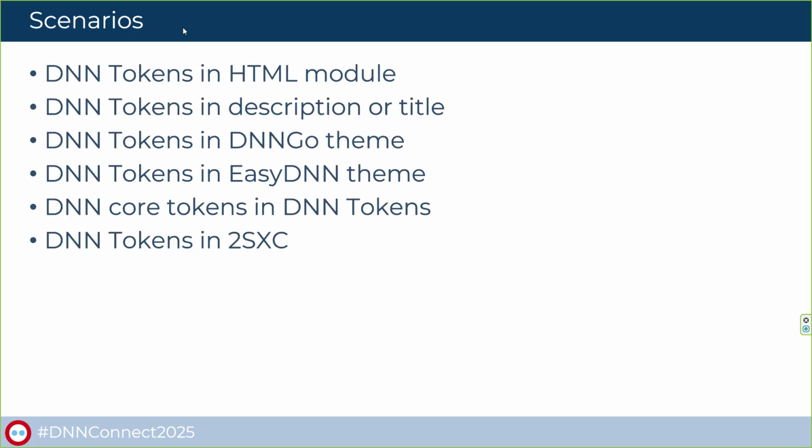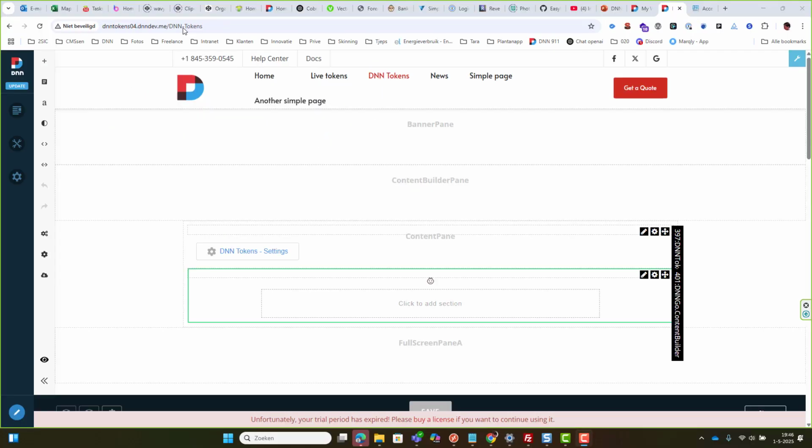And of course, there's a whole bunch of contexts where you want to use your tokens. So it's not just in the HTML module, but in whole other scenarios as well, because other vendors or other people within the ecosystem are using tokens as well. So it's not just commercial vendors like DNN Go or EasyDNN, but also the open source modules from 2SIG, and there's a whole bunch more. So let's get to it.